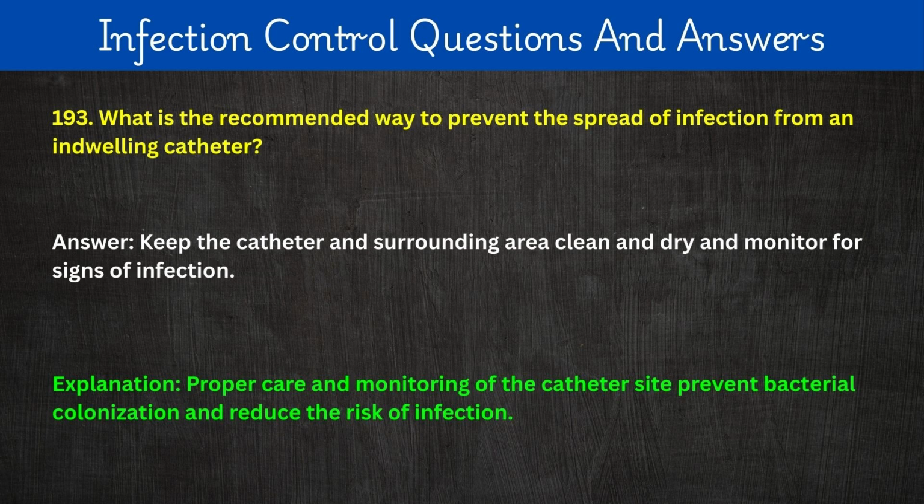193. What is the recommended way to prevent the spread of infection from an indwelling catheter? Answer: keep the catheter and surrounding area clean and dry and monitor for signs of infection. Explanation: proper care and monitoring of the catheter site prevent bacterial colonization and reduce the risk of infection.